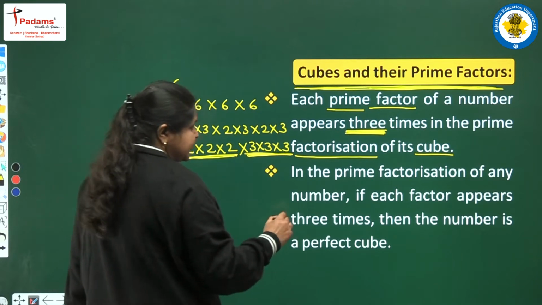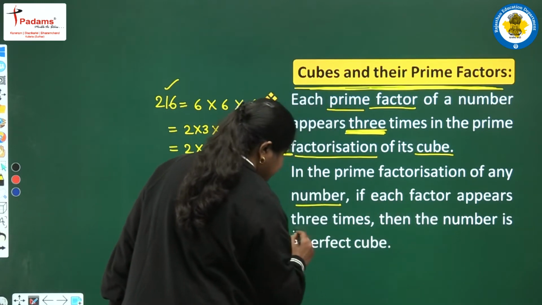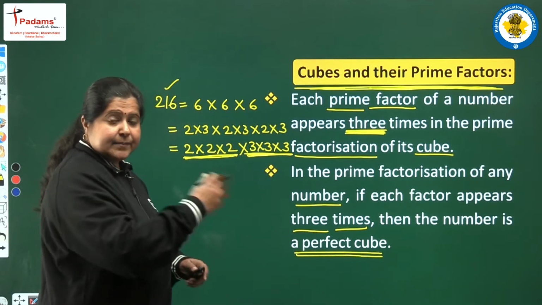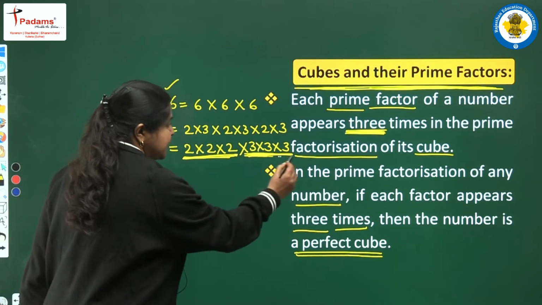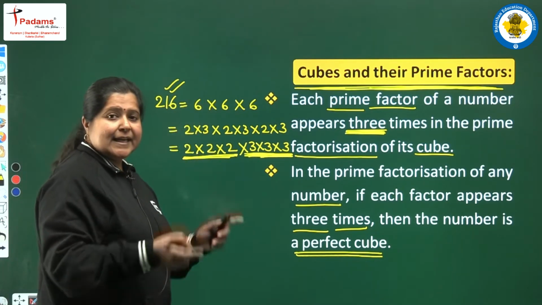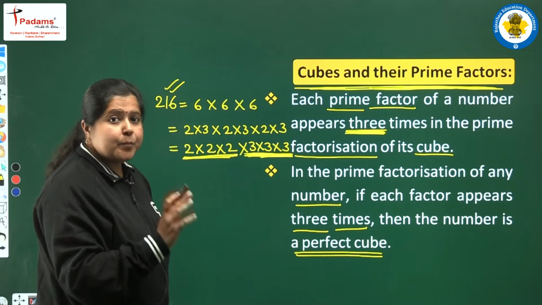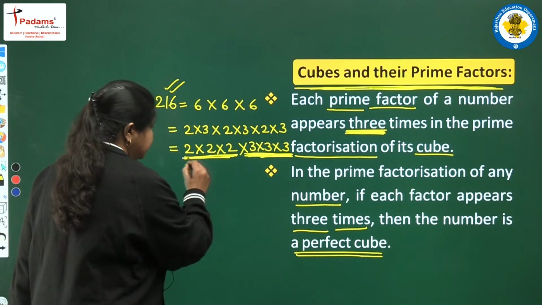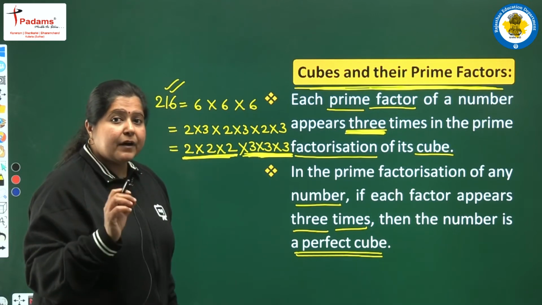And its converse is also true. In the prime factorization of any number, if each factor appears 3 times, then the number is a perfect cube. Similarly, if we go in reverse, if the prime factors of a number are found in triplets, in groups of 3, then that number will be a perfect cube. So both are correct: if a number is a perfect cube, all its prime factors will be in groups of 3, and the converse is that if the prime factors appear in groups of 3, then that number is a perfect cube.